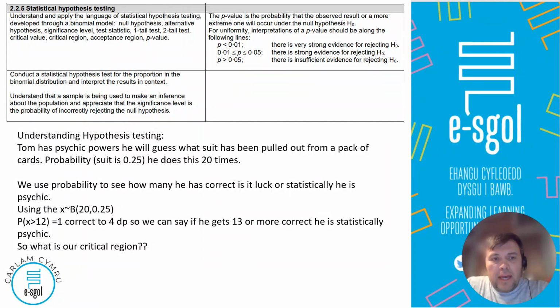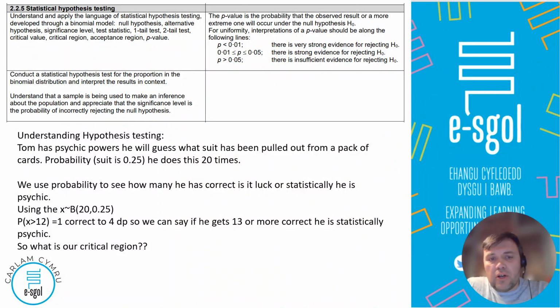If we look at P(X greater than 12), it is approximately 1, correct to 4 decimal places. So we can say that if Tom gets 13 of these correct, statistically he's a psychic. And that's all we're basing this on. This is maths, so we're basing it on statistics. Some of you might say, well, is that true or not? Mathematically, if he gets 13 or more correct, then we would class him as a psychic.